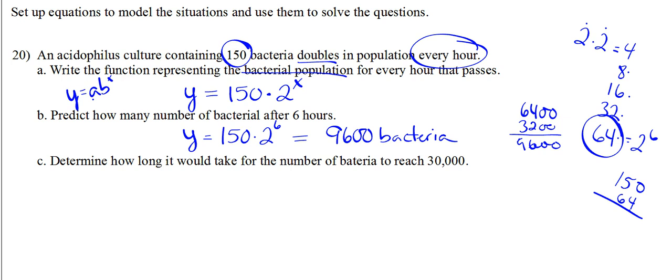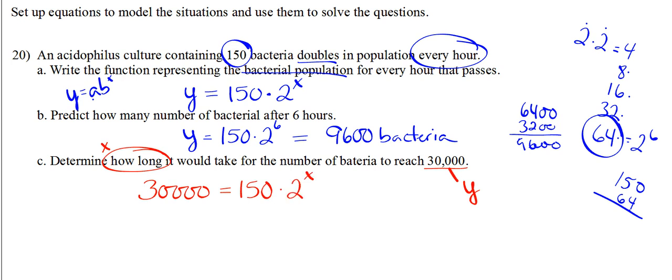Now we have to determine how long it would take the number to reach 30,000. And that is a lot more brain power. So maybe we'll see what we get here. 30,000 is the target. That's what we want to end with. Not the starting amount, not the growth rate, not the number of hours. When it says how long, it's talking about time. That's the x variable, so that's what we're solving for. 30,000 equals 150 times 2 to the x.